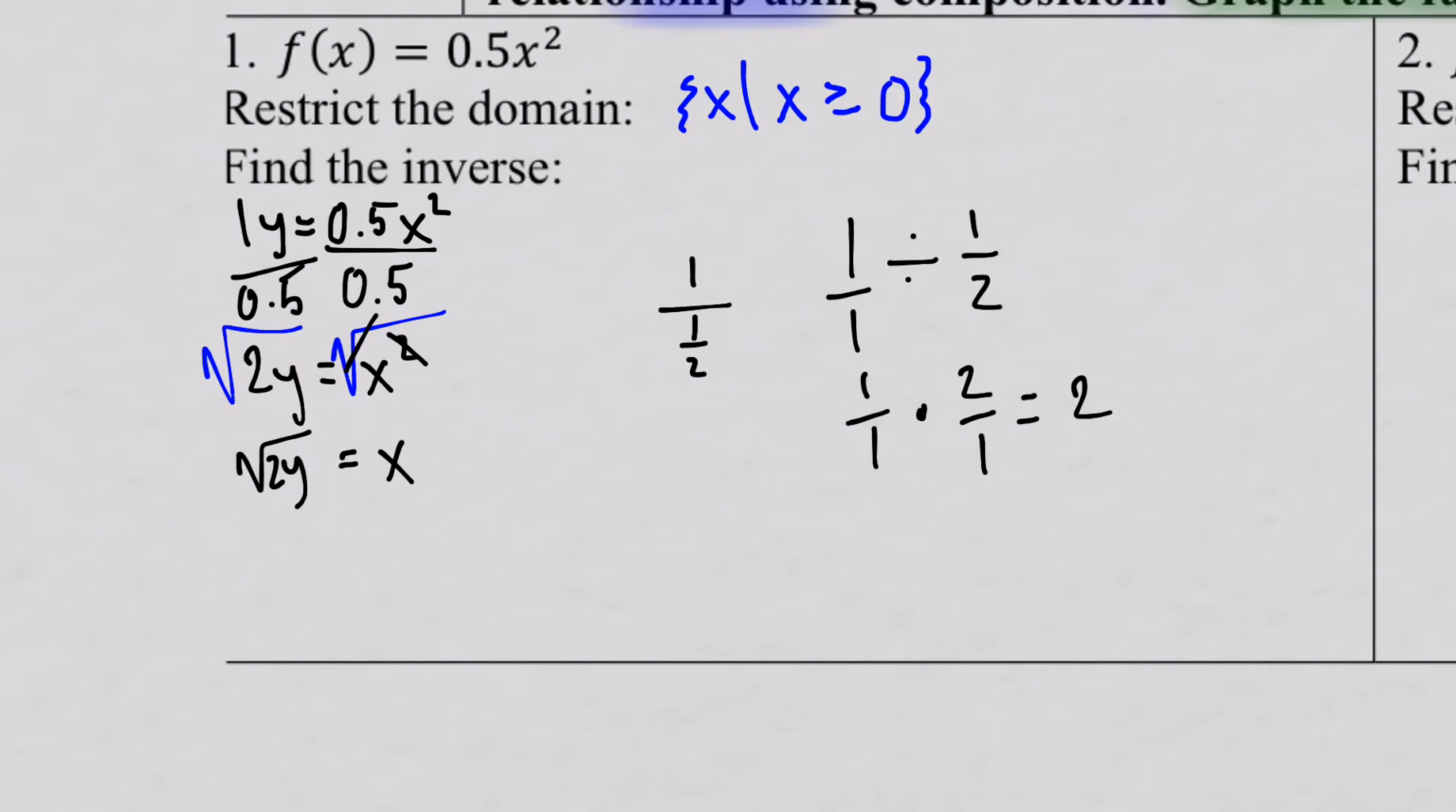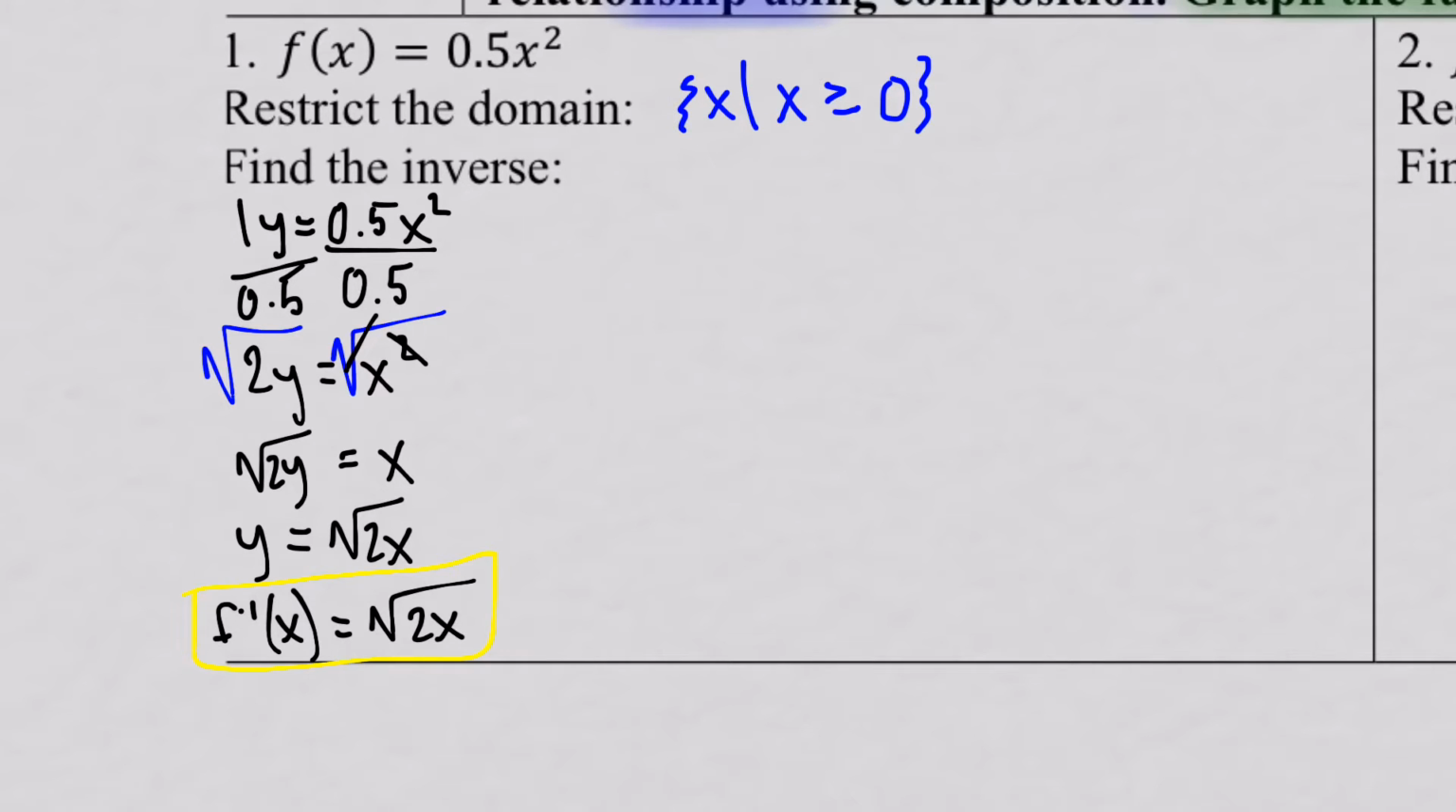Final two steps, flip the x with the y. So this is going to be radical 2x instead of radical 2y is equal to y. I like it on the left side, although you could have left it on the right side. Finally, change the y to f inverse. So f inverse of x is equal to radical 2x. And that's your inverse. So we're not done there, right?